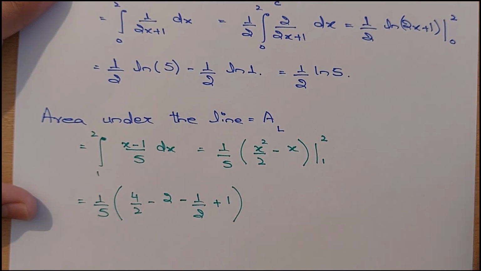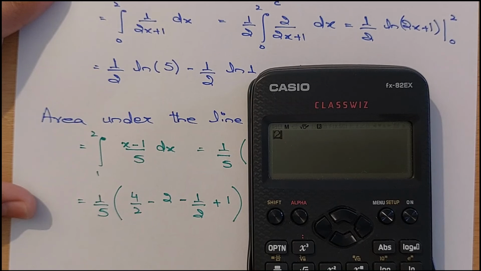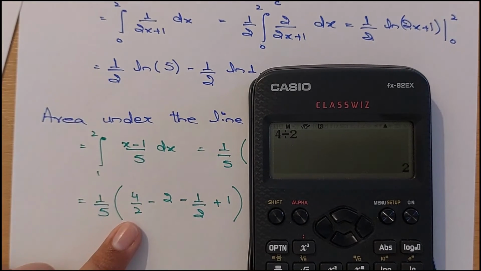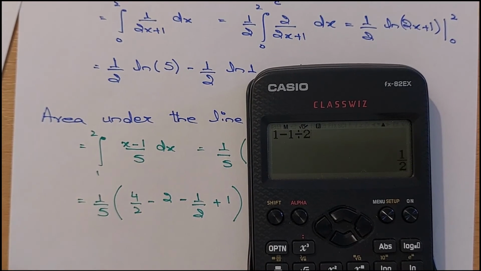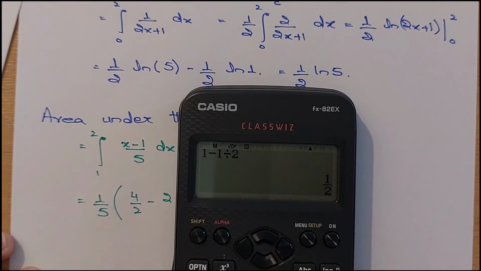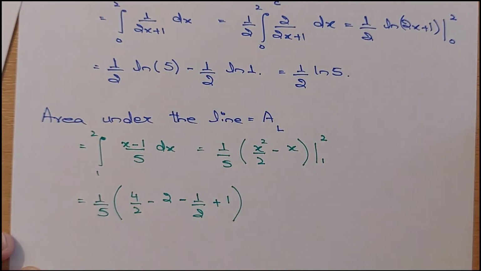Now let me simplify this. 4 by 2 is 4 divided by 2, that is 2, subtract 2, that is 0. So 1 subtract 1 by 2 is just 1 by 2, and multiply with 1 by 5, that is 1 by 10.